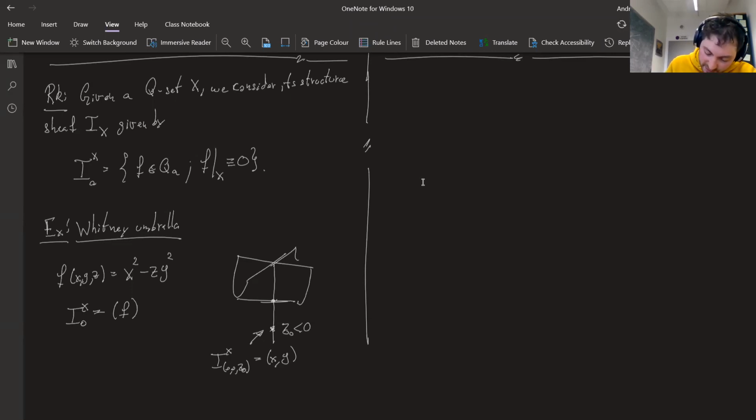So we see that at every point where z is smaller than 0, we need two functions to generate the ideal, but at z equals 0, we only have one function. So there's not going to be an open set around 0 where I can generate all of the points in this part of the set with just the function f. We will not be able to generate x nor y with this construction with just the function f. So I of X is not privileged.